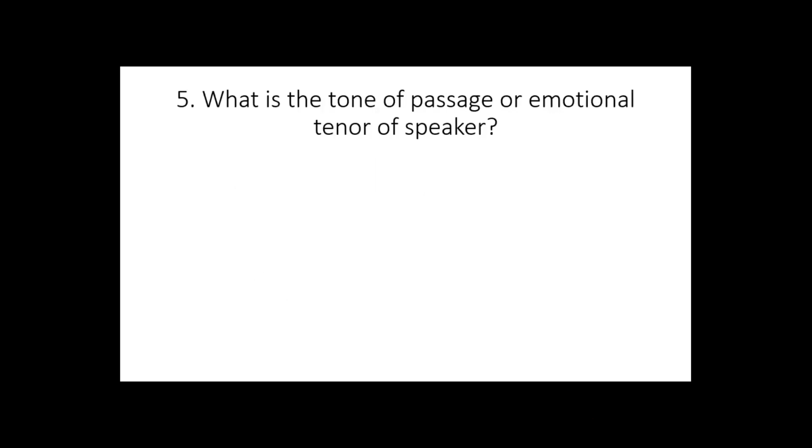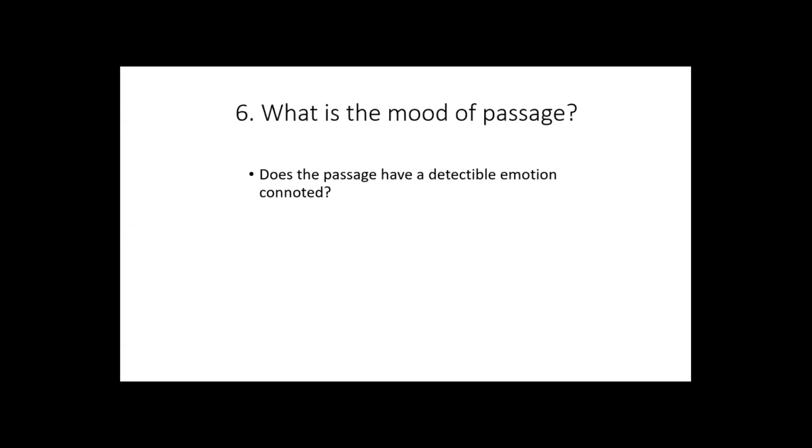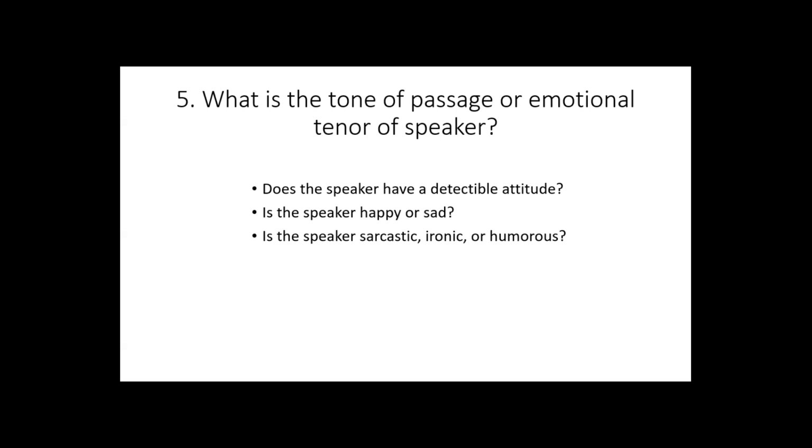Number five: what is the tone of the passage, or the emotional tenor of the speaker? There are two words that are often confused in talking about understanding and reading literature. One is the tone that we'll talk about here, and the next is the mood. You might think they're the same, but they're not. The tone is the manner or emotional tenor with which the speaker is speaking. So, for example, does the speaker have a detectable attitude? Is the speaker angry?